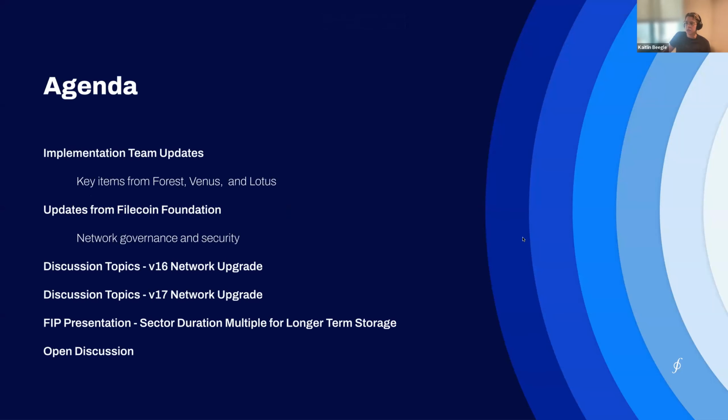So today, as always, we're going to quickly run through updates from each implementation team and from the Filecoin Foundation. We're going to briefly touch in on the status of the V16 network upgrade, which is coming very soon, and then check in on the status of our scoping and planning around network version 17. We'll also give space to Mehdi if you'd like to talk about some of the security work you're doing currently. And then Vic will lead us through a FIP presentation for the sector duration multiplier that him and his team have been working on.